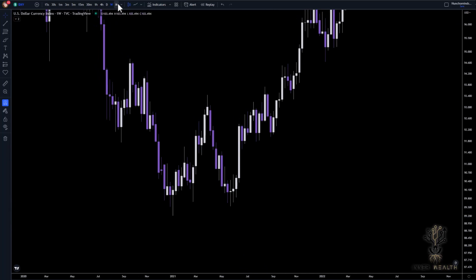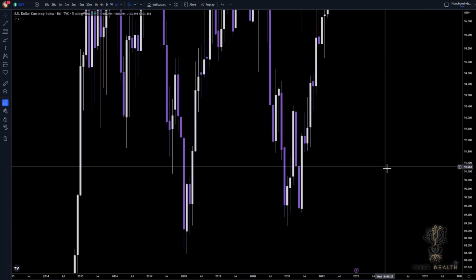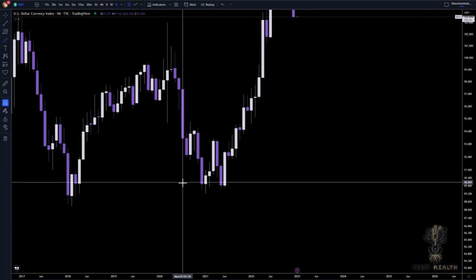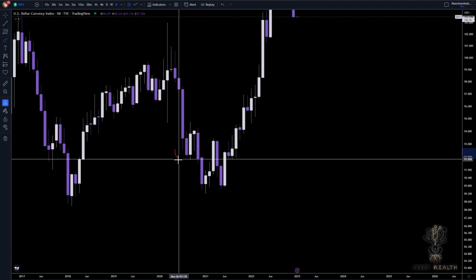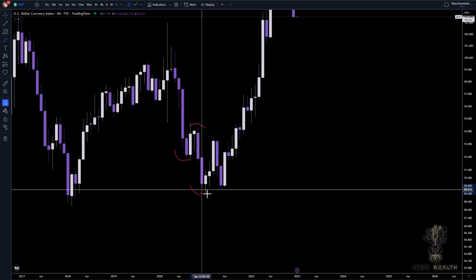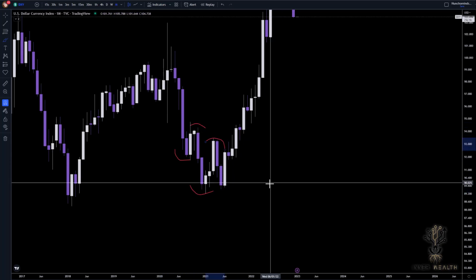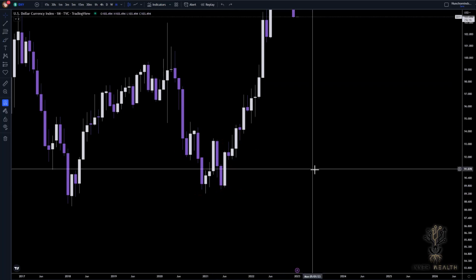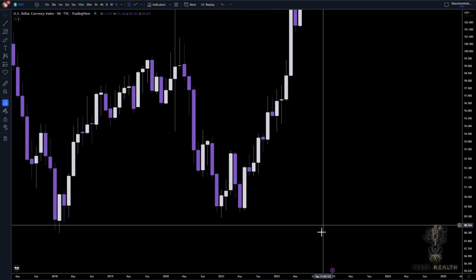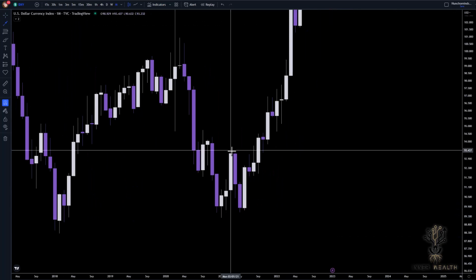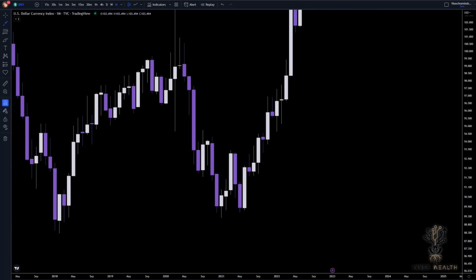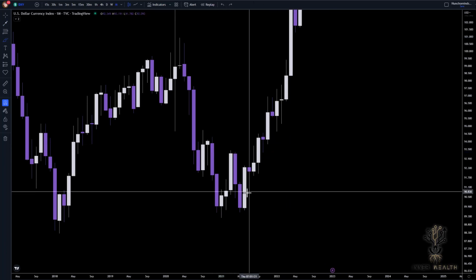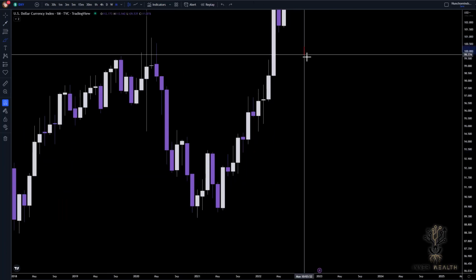For example, we're going to go here in the monthly perspective. At the same low right here, you guys can see lower low, lower high, lower low, lower high, lower low. And what happened following after was what we identify as a nice break in structure.